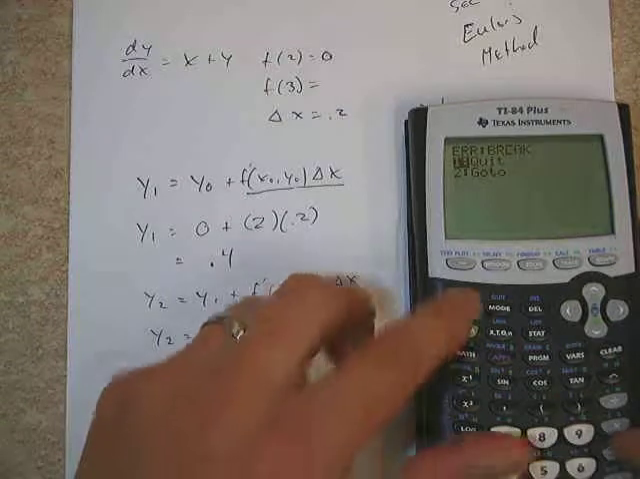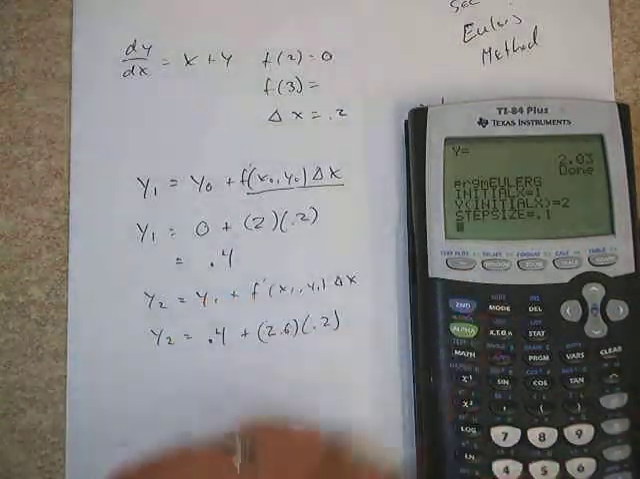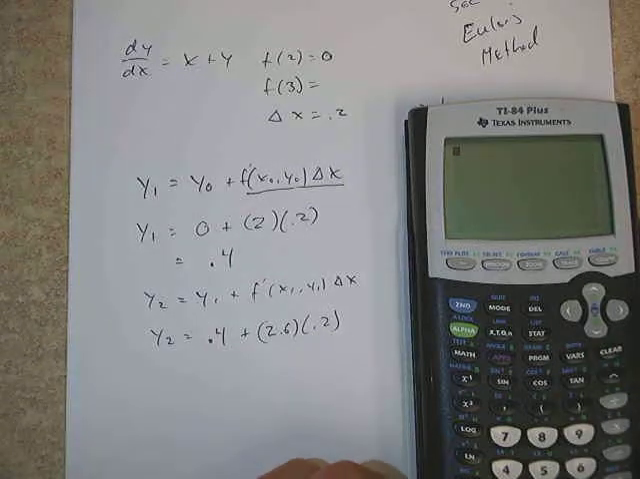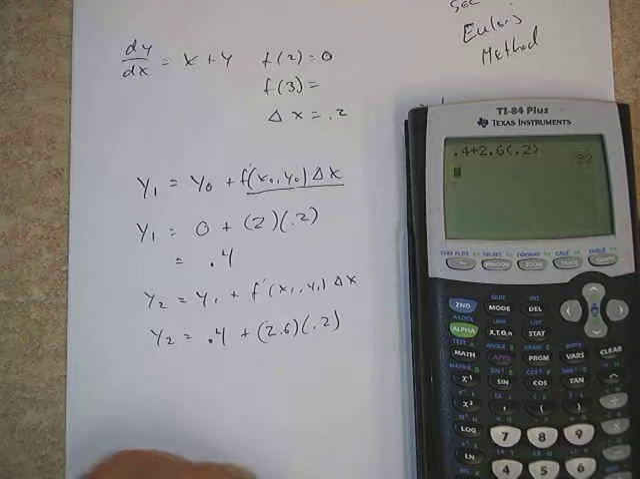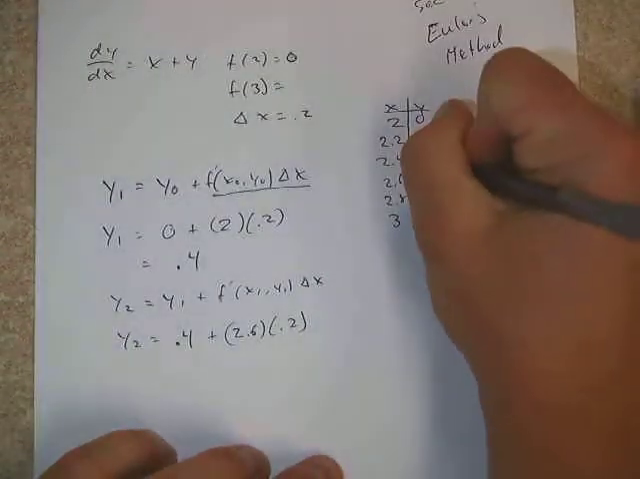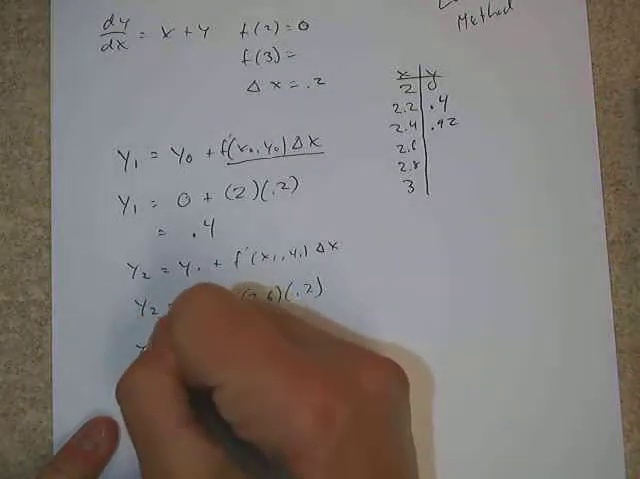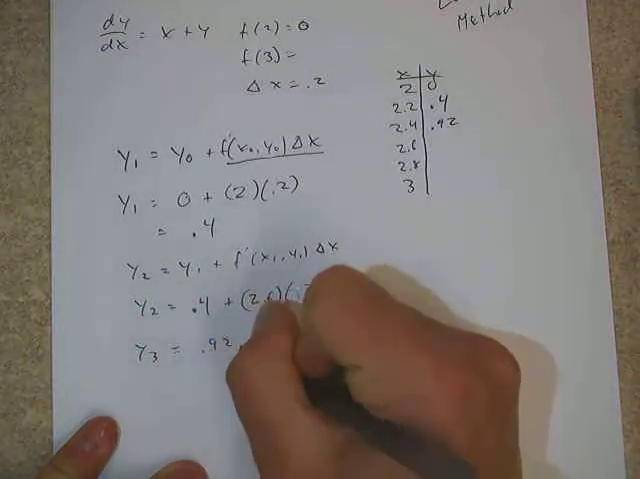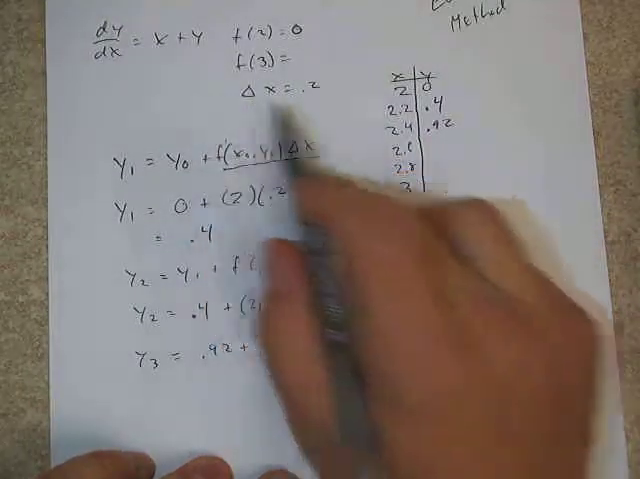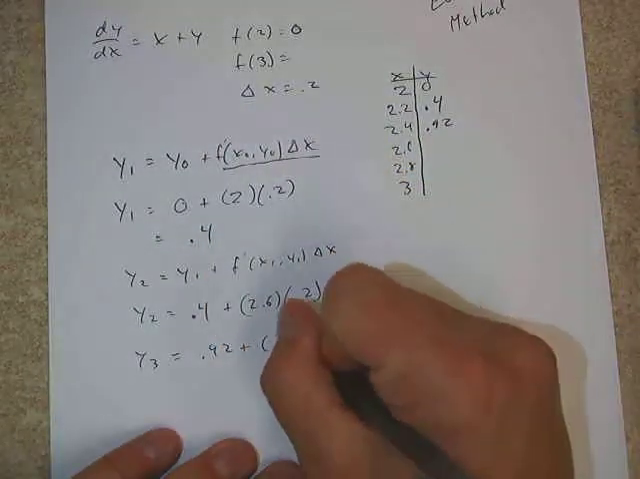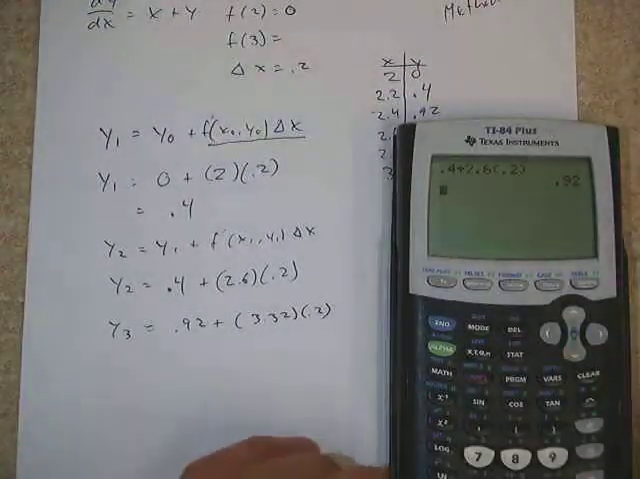So if we calculate here, we will get 0.4 plus 2.6 times 0.2, and we get 0.92. So now we're at 0.92 in terms of the y direction. Right? And then we're just going to continue this. We're going to go y3, we're going to go 0.92 plus, and then I'm going to take this point and put it into my derivative. 2.4 plus 0.92 would be 3.32 times 0.2.